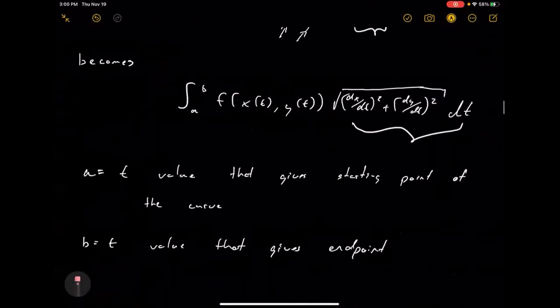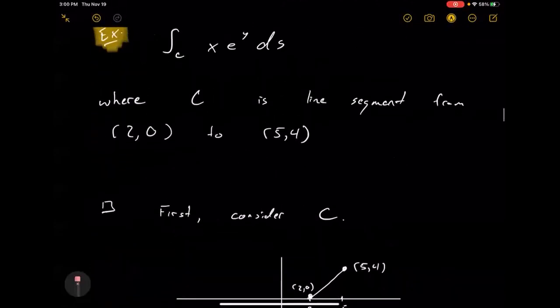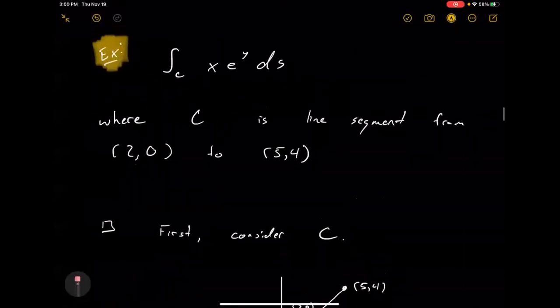All right. So if you've followed that so far, great. If not, let's look at this example real quick and see exactly how it works. So what am I doing? I'm integrating x times e to the power y along C. That's what this notation means. If you see the integral sign with C here, that means I'm integrating along a curve, and then we describe the curve, and we're told C is the line segment from (2, 0) to (5, 4). And ds here means I'm integrating along that curve.